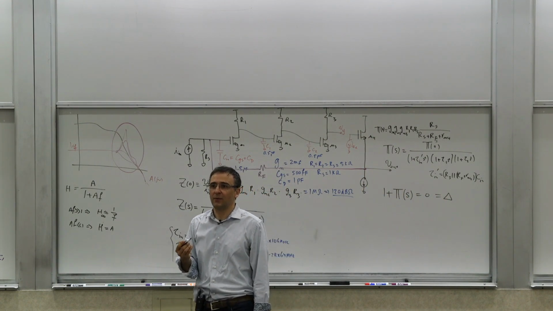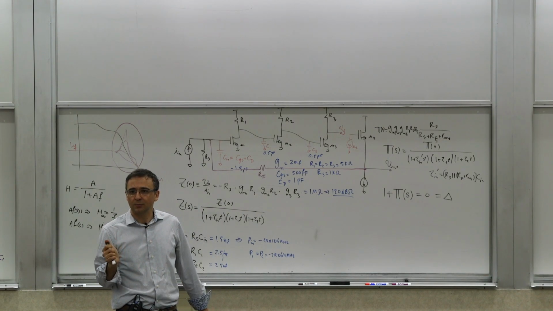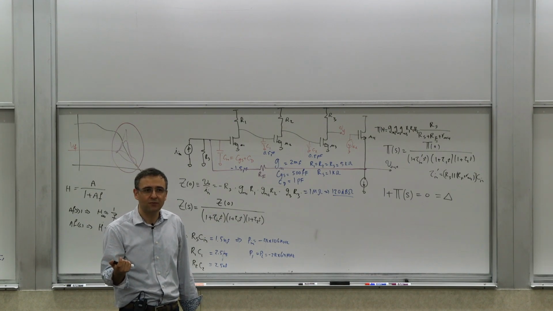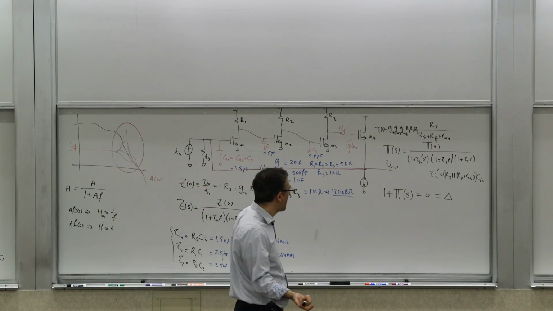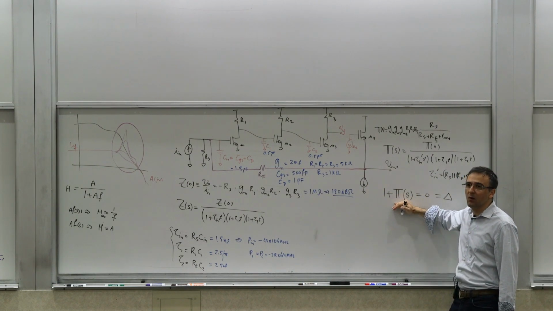If you want to determine the stability, what determines the stability of a circuit? The position of the poles. You want to see if you have right half-plane poles or not. And we are trying to find ways to determine where these poles are.